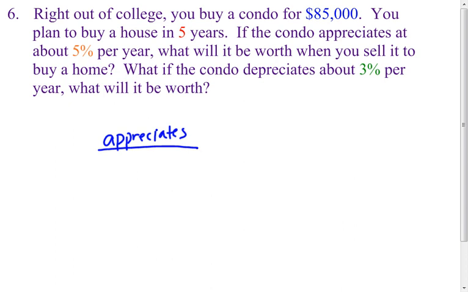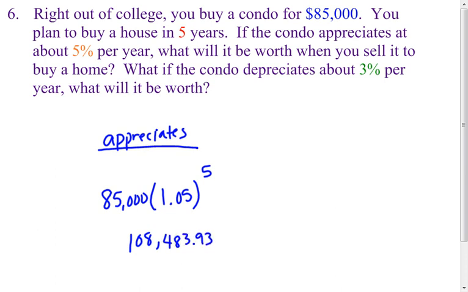Then what will happen is it started at $85,000. It's growing by 5%, so you need the 1 so that you get 100% back of what you started with plus 5% more. And then that's happening for 5 years. And when you do that, it gets to be about $108,483.93. So you've made a little bit of money on that condominium in 5 years.